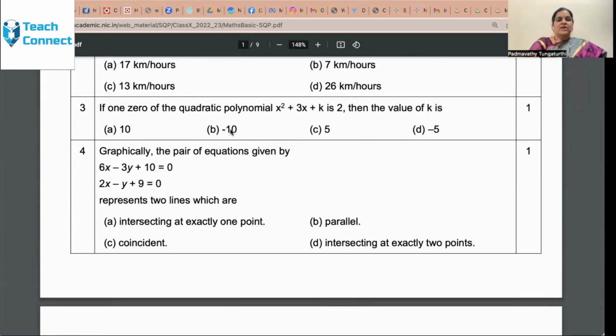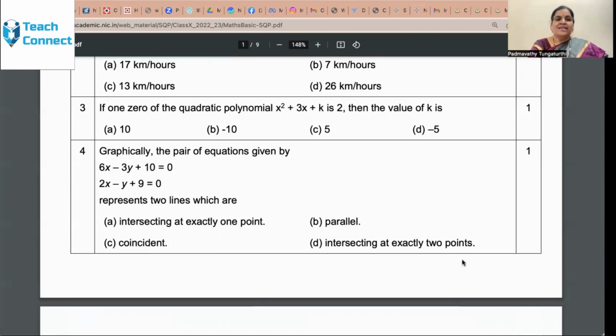Then the third question, the zero of the quadratic polynomial. Yes, the difference between the equation and the polynomial must be made clear. Maybe the equation-polynomial difference will appear later. Now, x² + 3x + k, one root is 2. Therefore, what is the other value? What is the value of k? The children should understand, and also decide why the three options are wrong. What brings them to a wrong answer?